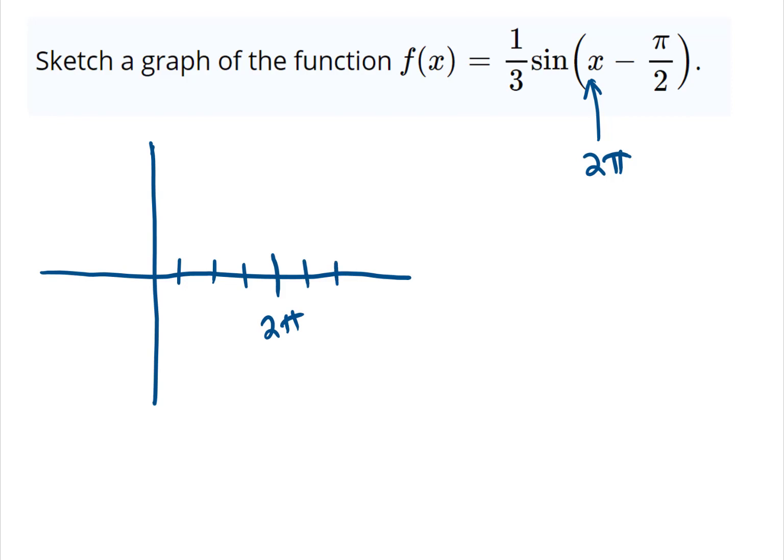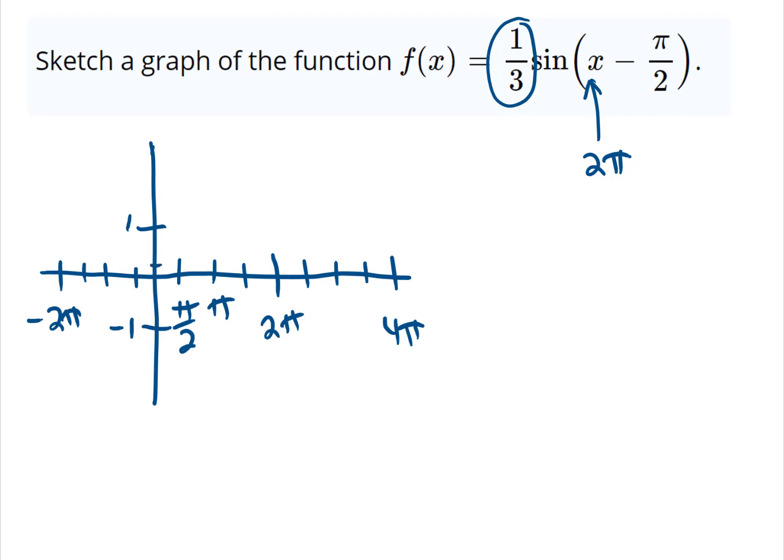I'm going to do another set. There's 4 pi. Half of that's pi. Half of that's pi over 2, doing one of them in the negative direction, negative 2 pi period that way. All right, amplitude is 1/3. So if this is 1 and this is -1, I need to divide that in thirds so that I can put that on there. So we're going to be oscillating close to the axis here.